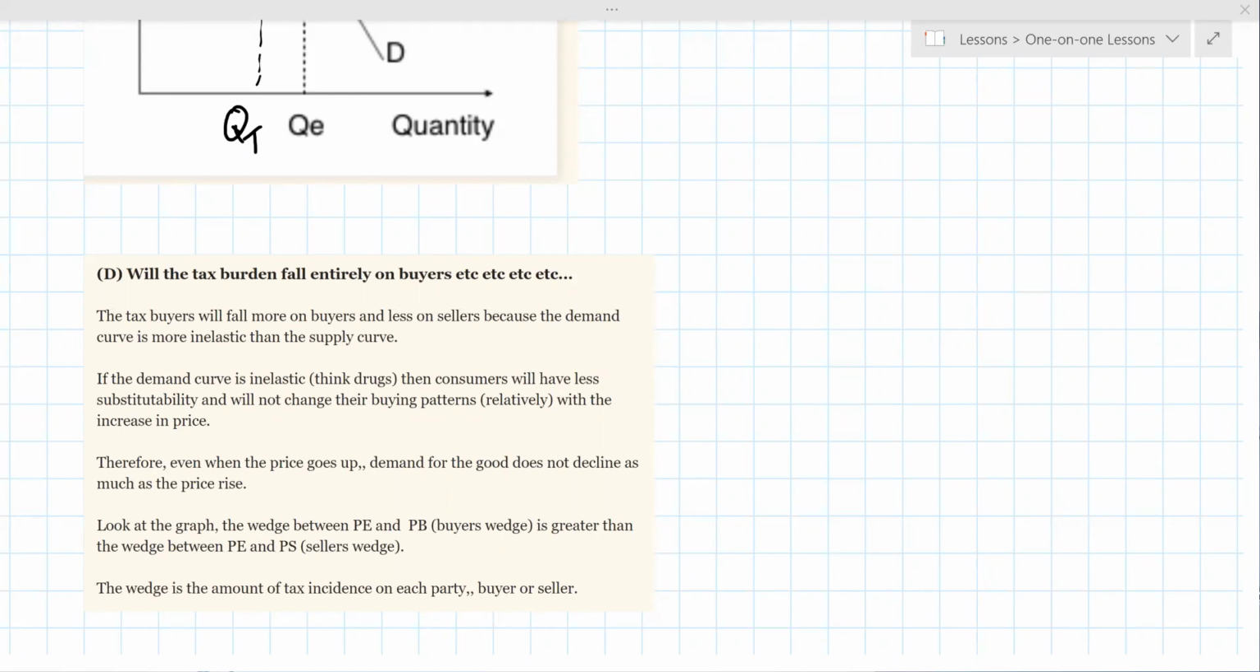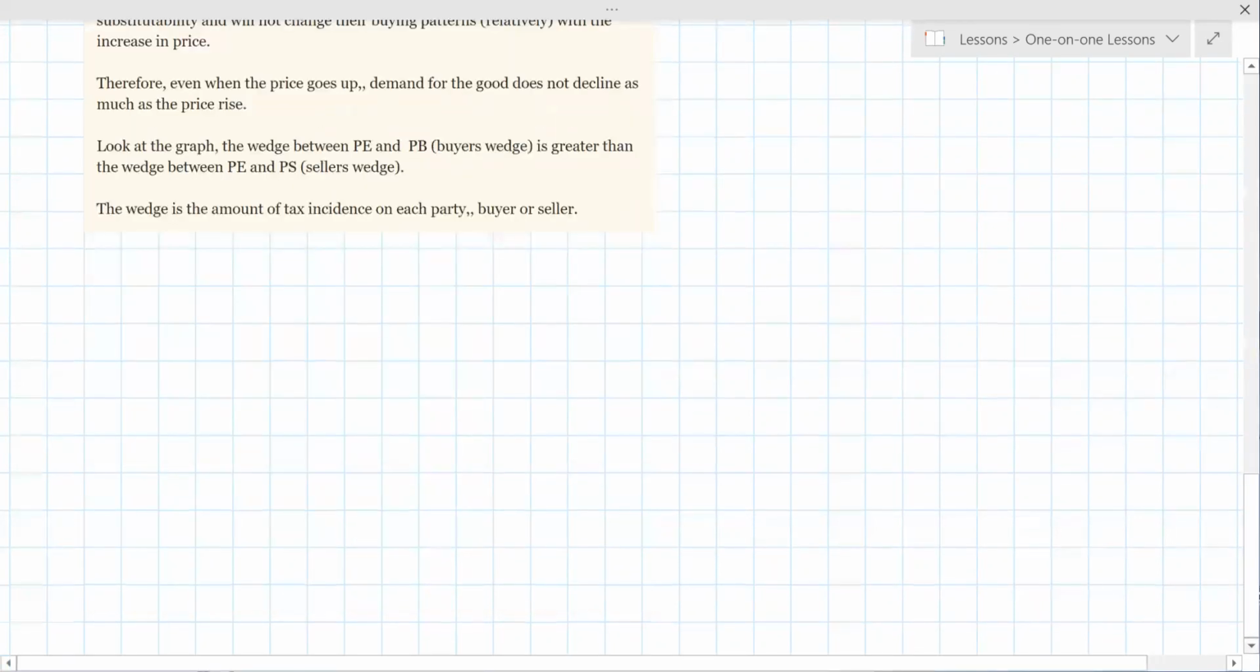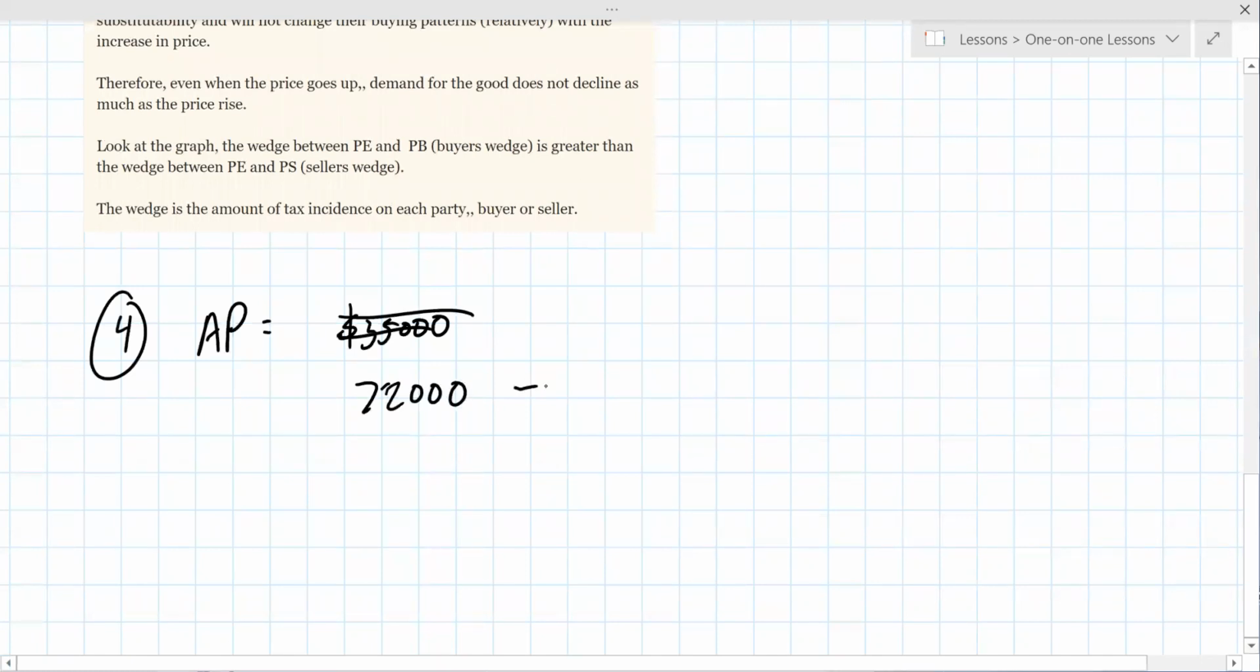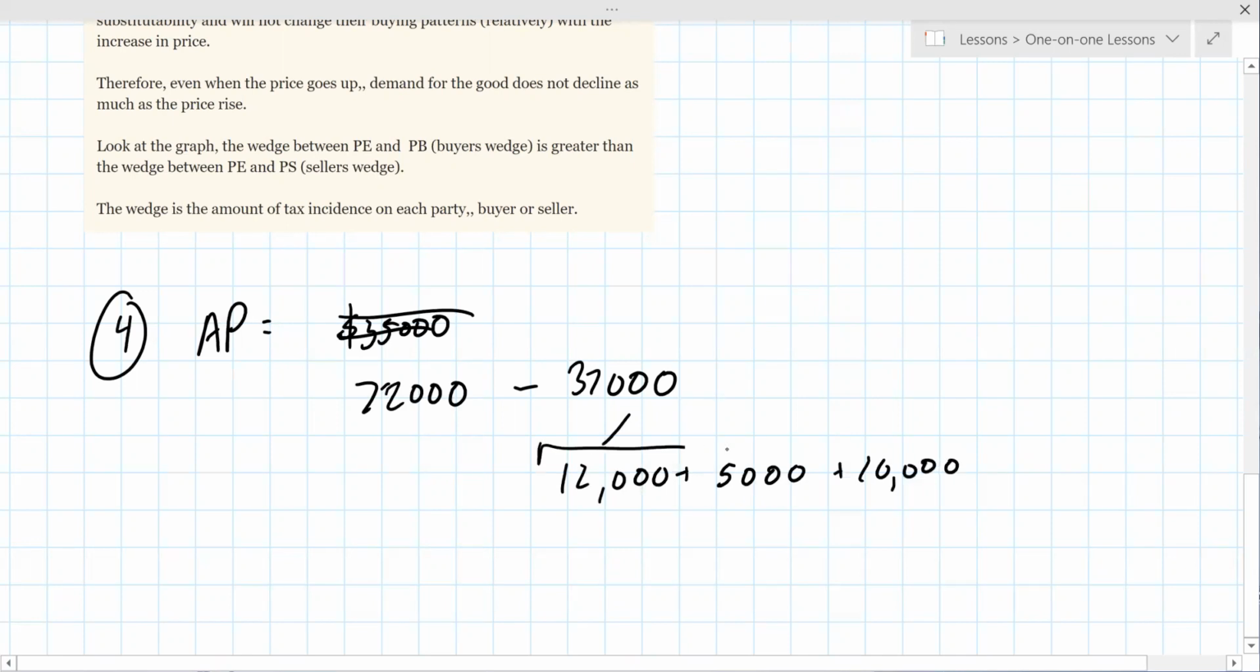All right, so the accounting profit. This is for 4. The accounting profit, AP, is equal to 35,000. That's the final answer. Now, how did they get there? It's $72,000 in revenue minus $37,000 in costs. So how did the costs come in? We probably should figure that out. 12,000 plus 5,000 plus 20,000. That's how the costs add up.